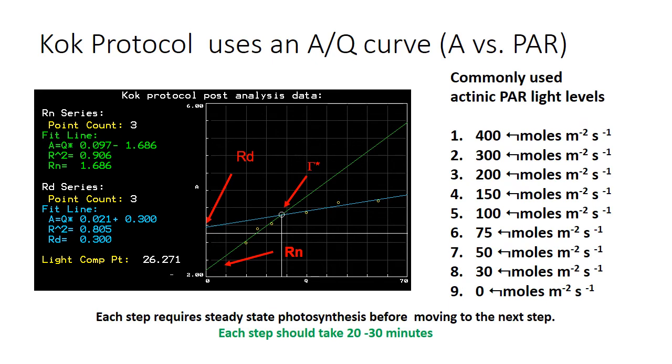These are the steps that are commonly used for the Koch protocol. The curve is A, or photosynthetic rate, versus light level, or PAR: 400 micromoles, 300 micromoles, 200, 150, 100, 75. The last one is at zero. Each step should take 20 to 30 minutes because we are using a white light source.